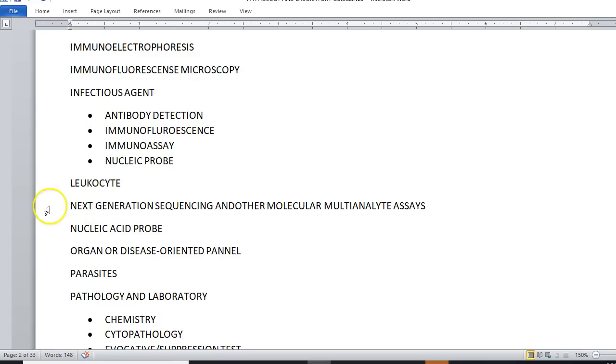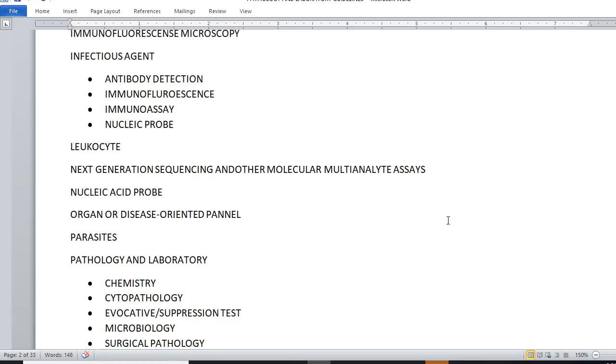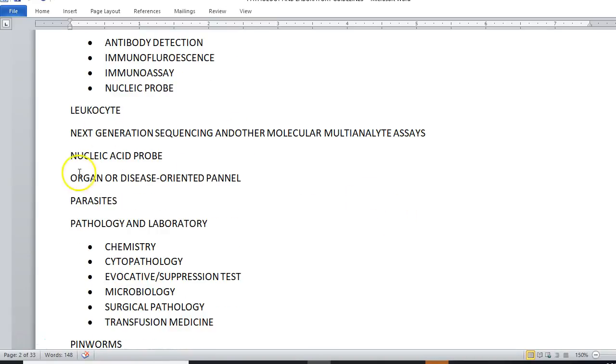Again, when we get to some of our other genetic testing, we have things like next generation sequencing and other molecular multi-analyte assays. Again, different techniques, nucleic acid probe, and again, these are the techniques that they are using in the lab itself. For some of our panels that we're going to start talking about, we can look under organ or disease-oriented panel. Again, if we're looking for something specific, we can look under something like parasites.